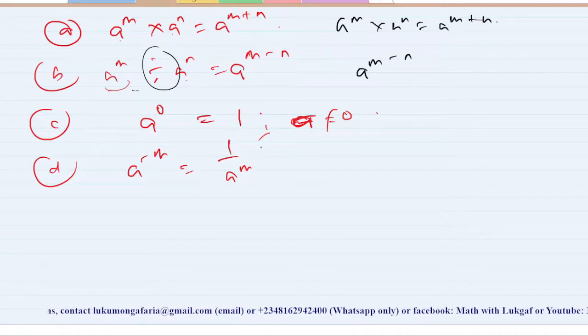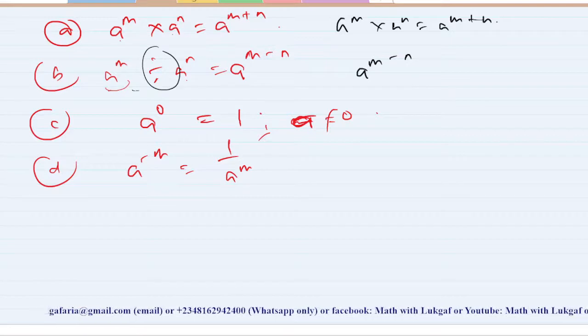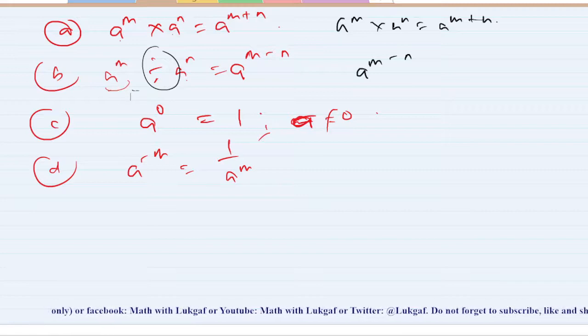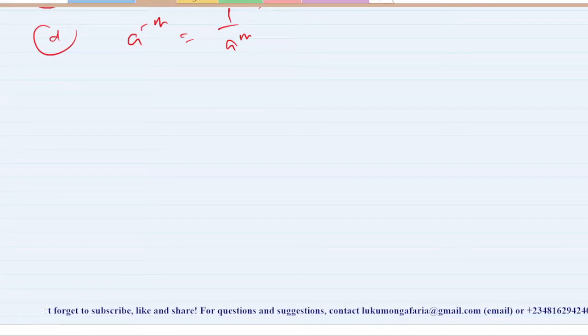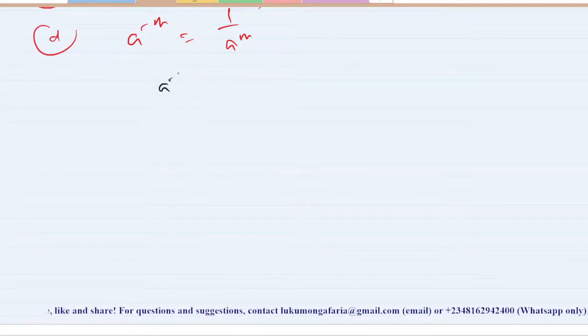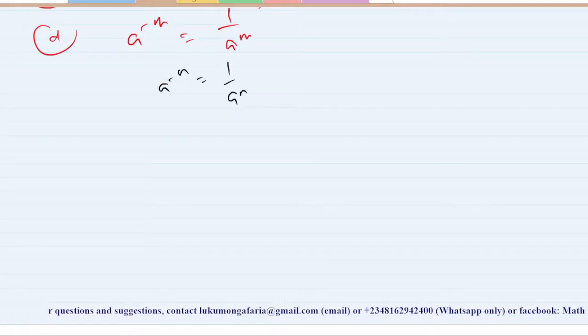So the third one is the zero index, that is any number raised to the power 0, with the exception of 0, is going to give you 1. And the last one which I covered was that of a negative index. The negative index gives a reciprocal of the quantity. So for example, a raised power minus n is the same thing as 1 divided by a raised power n. In this video, I'm going to continue from where we stopped.